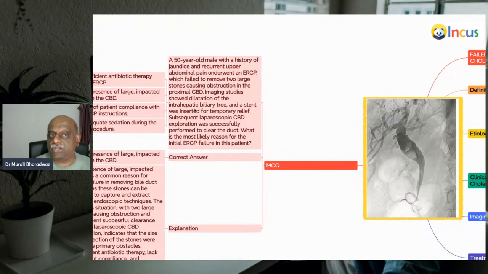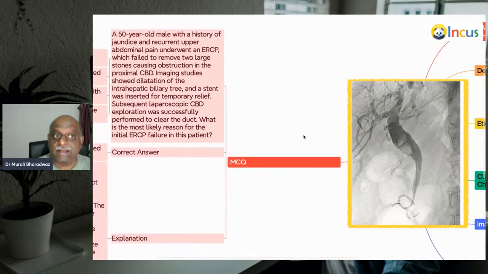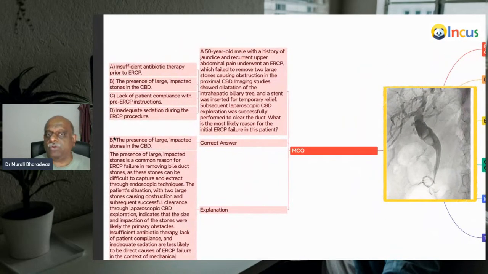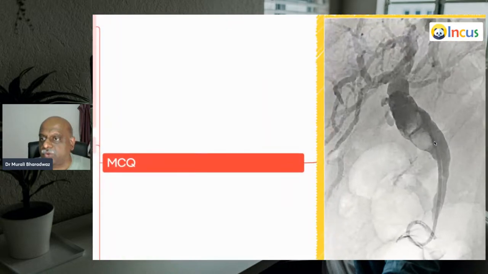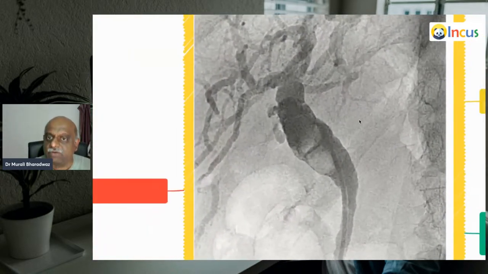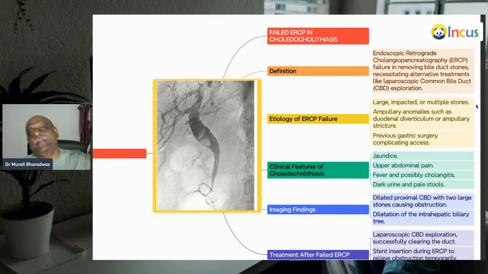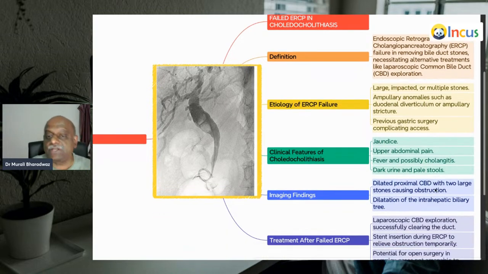A 50-year-old woman with a history of jaundice and recurrent upper abdominal pain has undergone ERCP. And imaging studies, what you are able to see, dilatation of the intrahepatic biliary tree and a stent was inserted for temporary relief. Subsequently, laparoscopic CBD exploration was done. So what is the most likely reason for the initial ERCP failure, doctor? Whenever there is a large impacted stone in the common bile duct, that's what you can see here, is one of the reasons for a failed ERCP. So any large impacted multiple stones, ampullary anomalies, like duodenal diverticulum or ampullary stricture, they're all considered to be the important risk factors.